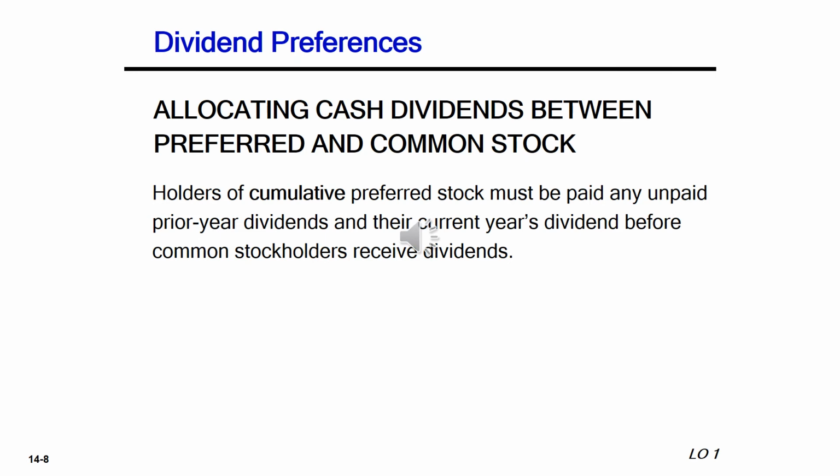And again, to reiterate, as we mentioned before, allocating cash dividends between preferred stockholders and common stockholders needs to provide priority to the preferred stockholders. So holders of cumulative preferred stock must be paid any unpaid prior year dividends and their current year's dividend before any dividends are given out to common stockholders of the company.